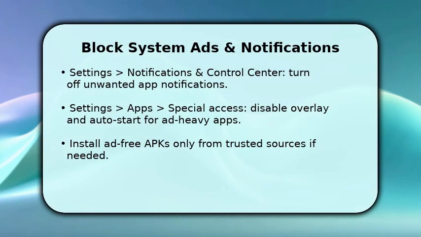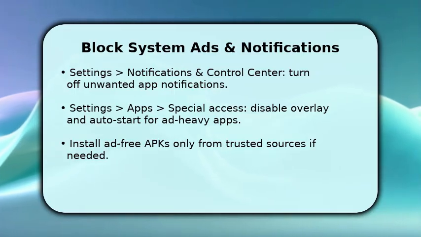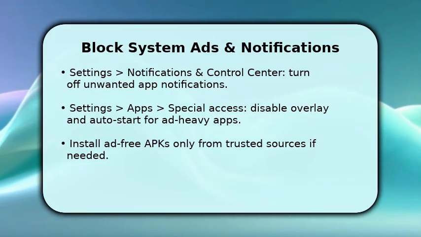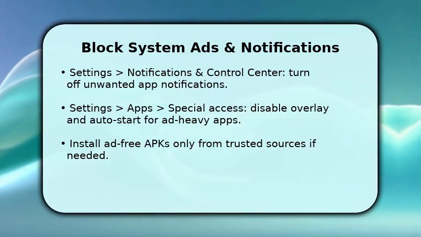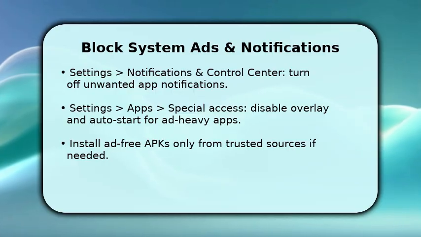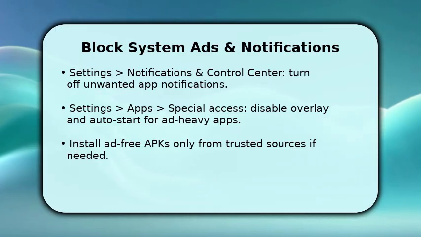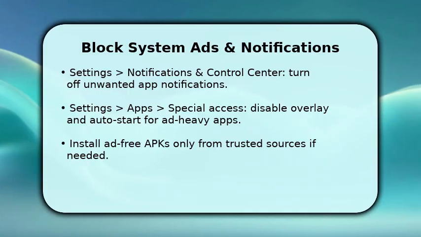Next, target system notifications and overlays. Go to Settings, then Notifications and Control Center, and turn off banners and lock screen previews for apps that push ads. Then open Settings, App Special Access, to disable draw over other apps and auto start for apps that show overlays. This prevents ads that bypass usual notification controls.